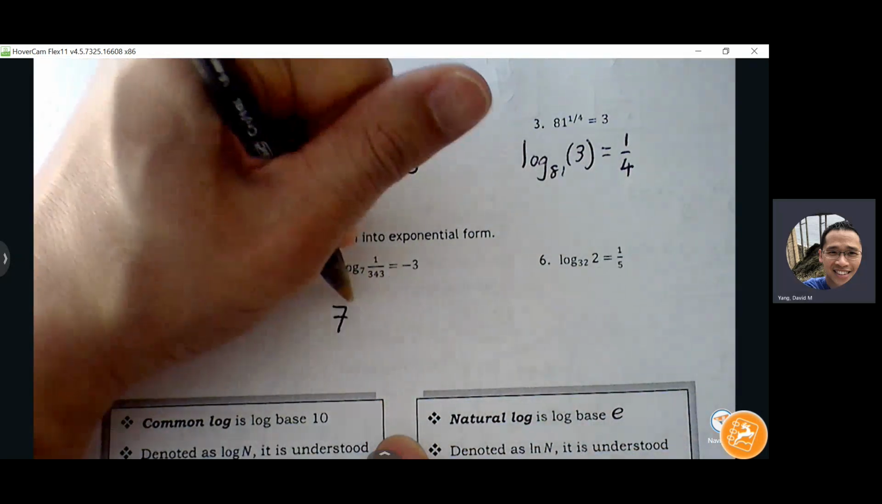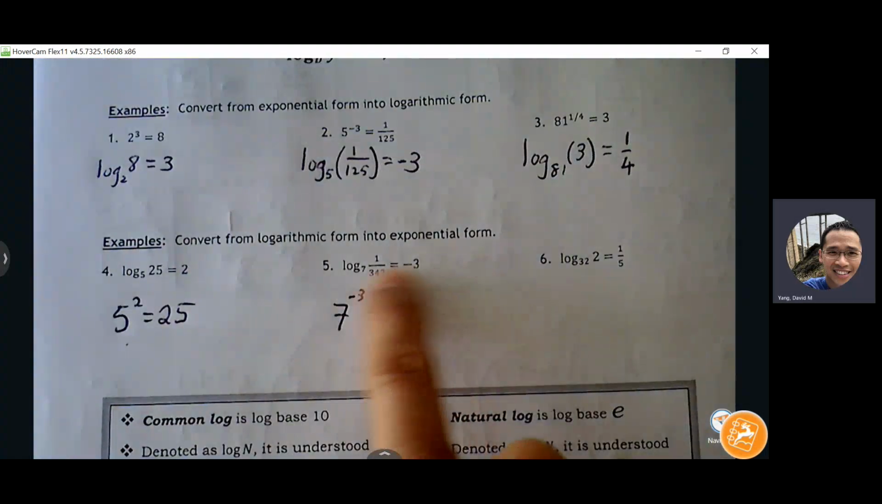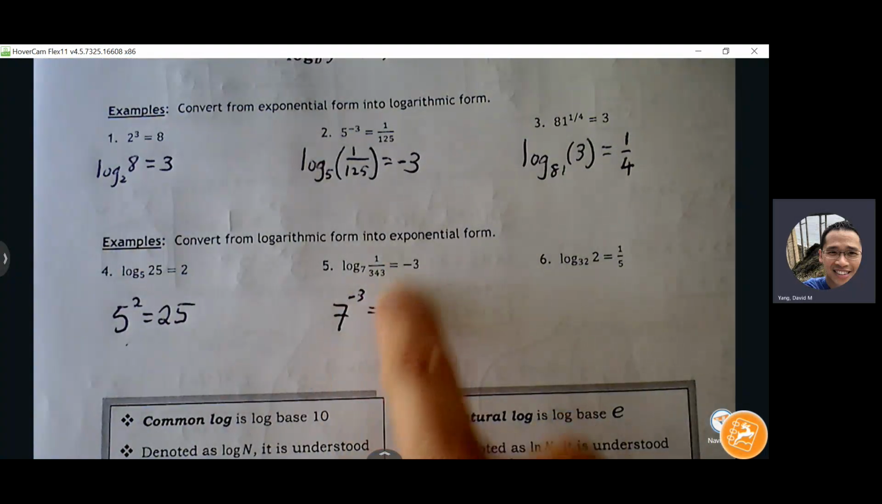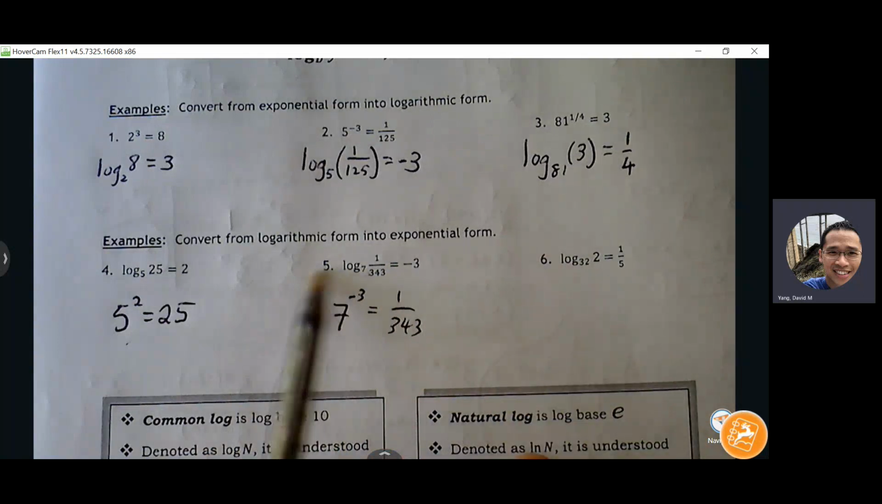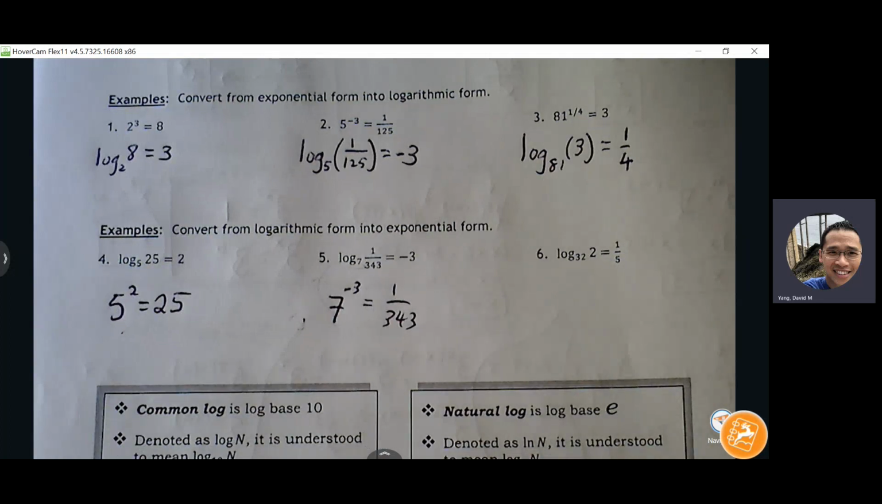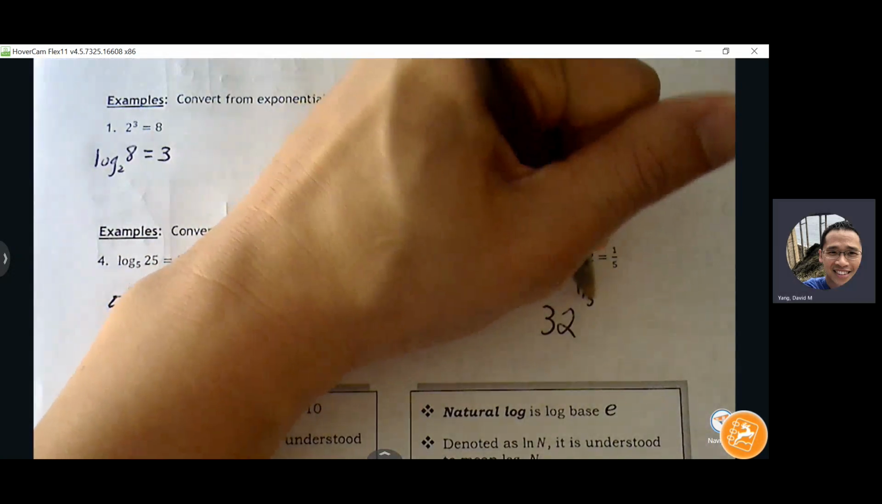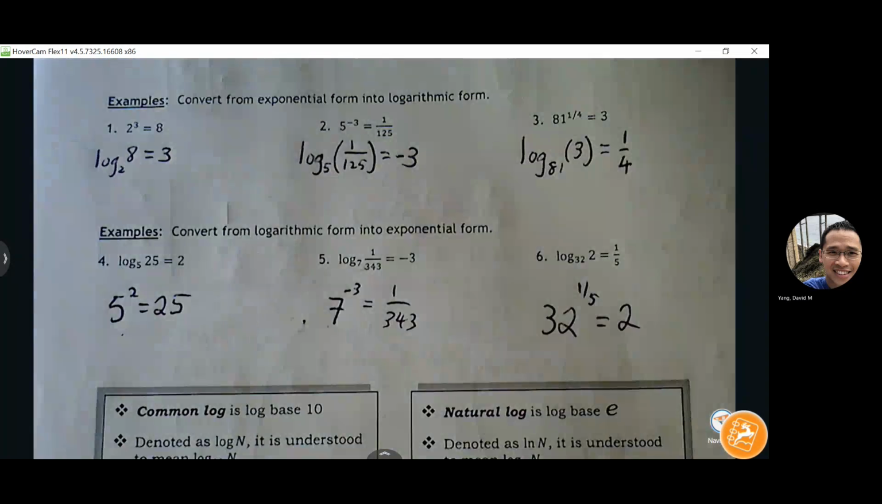Okay, number 5, base 7, 7 to the power negative 3 equals 1 over 343. Okay, so again, we feel very comfortable with this. This feels weird, I know, but just understand that these are the same, and we just have to be able to go back and forth between them. Okay, last one here. Log base 32 of 2 equals 1/5. Same thing as saying 32 to the 1/5 is equal to 2.